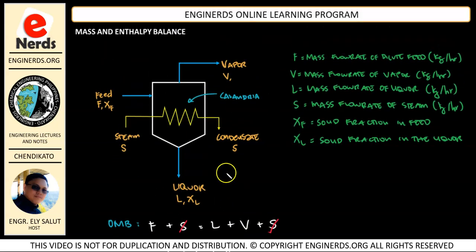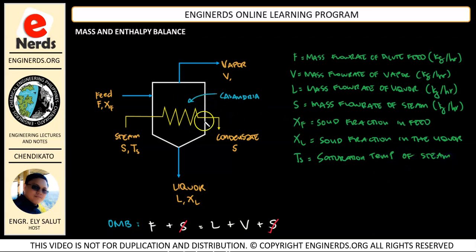Now, there are things that I would like you to take note. Our steam entering dito sa ating calandria or sa ating heating element dito is usually a saturated steam. So, it will be entering at its saturation temperature. Okay? So, we will be writing that as TS. So, our TS is the saturation temperature, okay, of the steam.